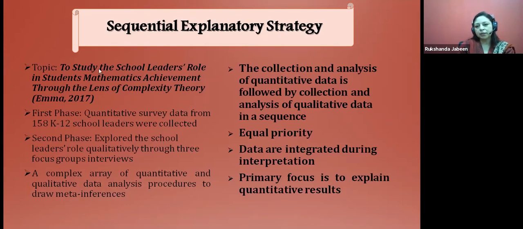Now what the researcher has done is that quantitative survey data from 158 school leaders was collected and analyzed, and then followed by the collection and analysis of qualitative data. That is, focus group interviews were conducted with six leaders of two schools. And then the data is integrated during the interview. But the primary focus was on the quantitative results. As you can see, the survey questionnaire was gathered earlier than the interviews were conducted.